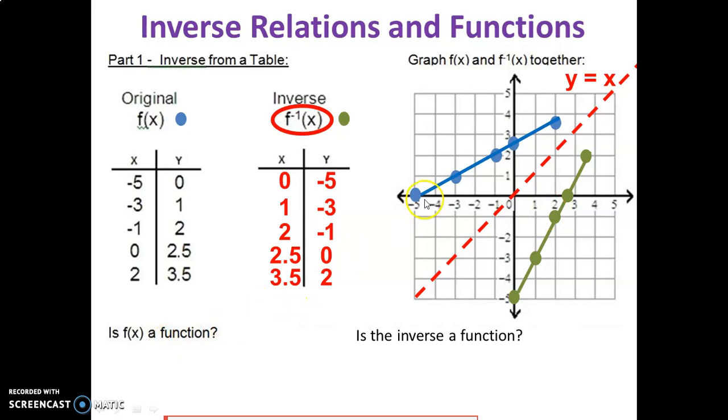So is f of x a function, the original, the blue one? Does it pass the vertical line test? Is there only one output for each input? Well, of course. -3 produces 1. -2 produces whatever that is. -1 produces that. There's only one output for each input. Is the inverse also a function? Yes, it certainly is, because every input also has one output. So for a linear function, which is what this is, we'll always have an inverse that is also a function.